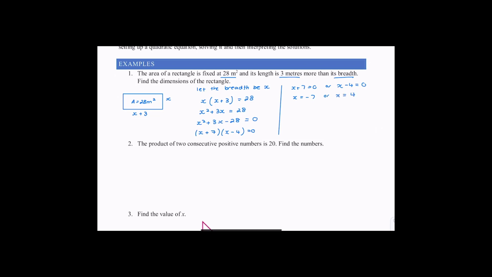Now we've been talking about length, so we know that we can't have a negative length. So therefore, the breadth is 4 and the length has to be 4 plus 3, which is 7. So the dimensions of the rectangle are 4 by 7 meters.